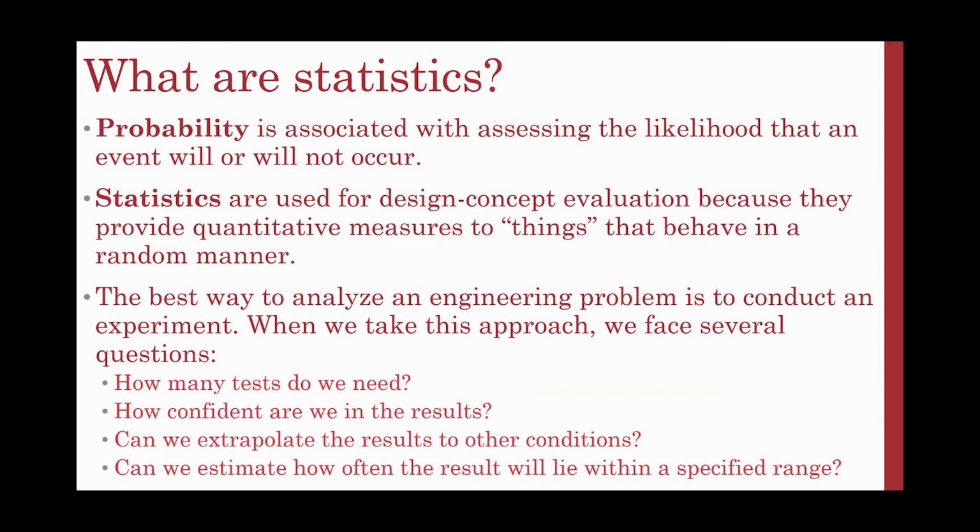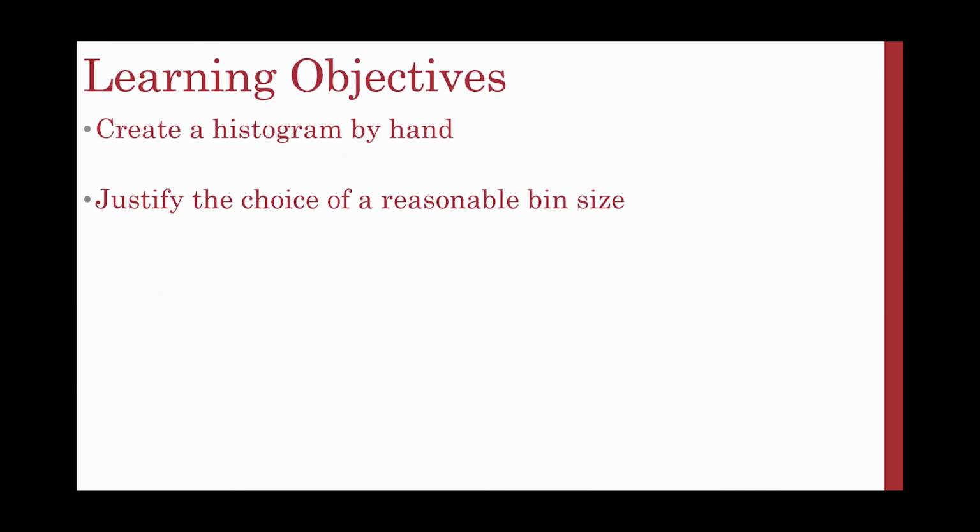When we take this approach, we face several questions: how many tests do we need, how confident are we in these results, can we extrapolate the results to other conditions, and can we estimate how the results lie within a specific range? So one way we can do that is to look at histograms. You can create histograms by hand, and we're going to justify a reasonable bin size. So what do I mean?